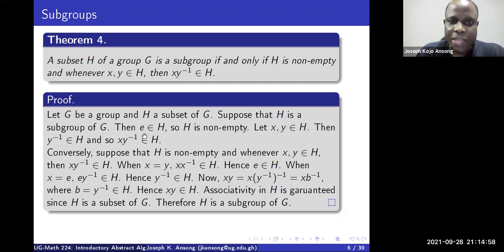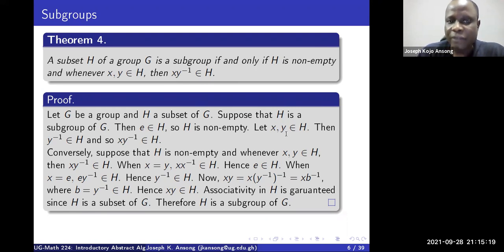Then it means that it must have an identity element in H. So H is not empty. Good. Now we want to prove this side. Let X and Y be elements of H. Remember, H is a subgroup. Therefore, every element must have an inverse as well.